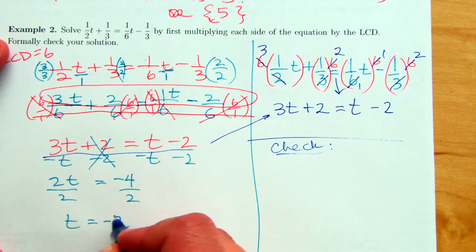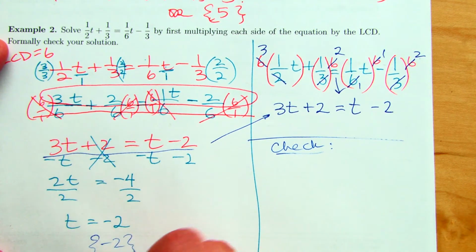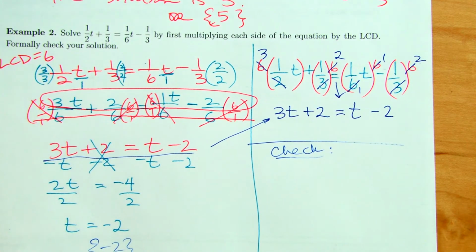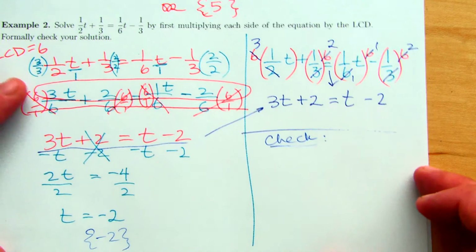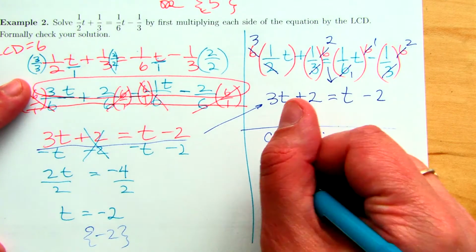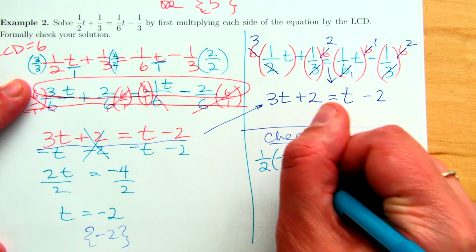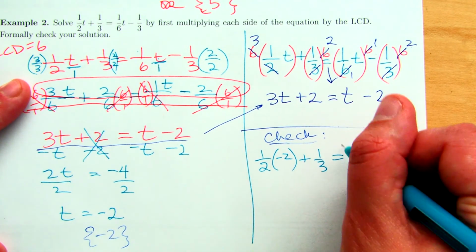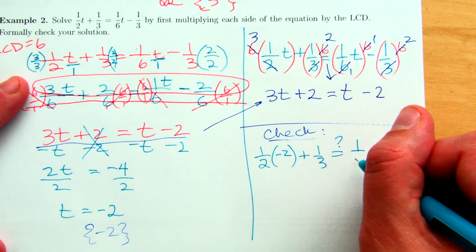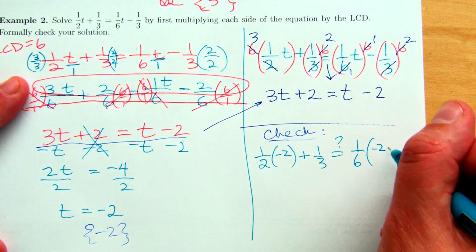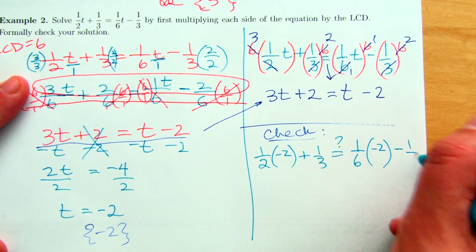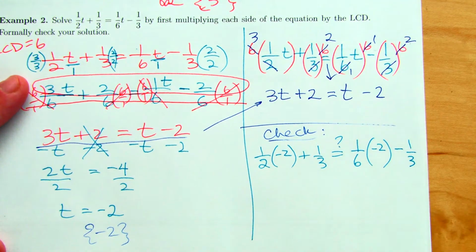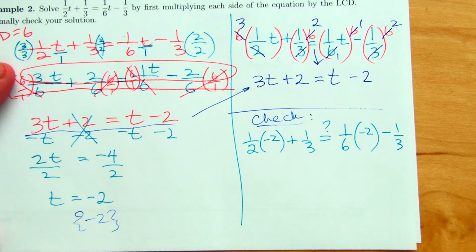So our answer was -2. And my pen is running out, so I'll use a different pen here. So we're going to go back to the original. We have 1/2 times -2 plus 1/3. Is it equal to 1/6 times -2 minus 1/3? Okay, let's hope I did it right.